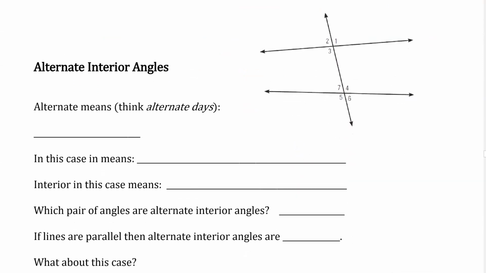Next, we're going to talk about alternate interior angles. So interior means sort of on the inside of the parallel lines. So kind of like that. That would be interior. Alternate means like every other, so on different sides of. Alternate means, think alternate days, sort of every other. Hope that makes sense.